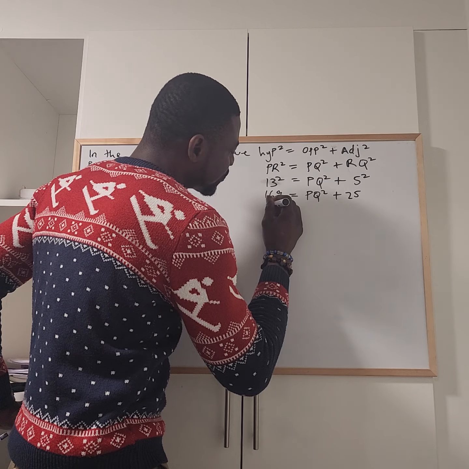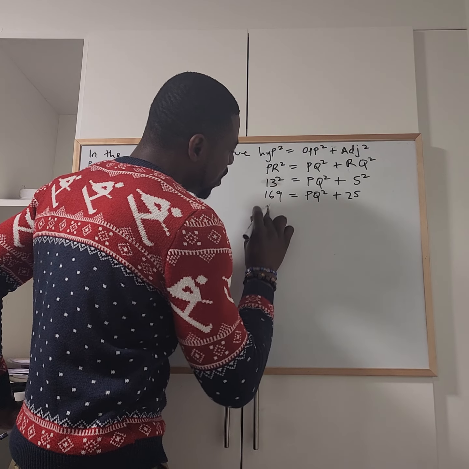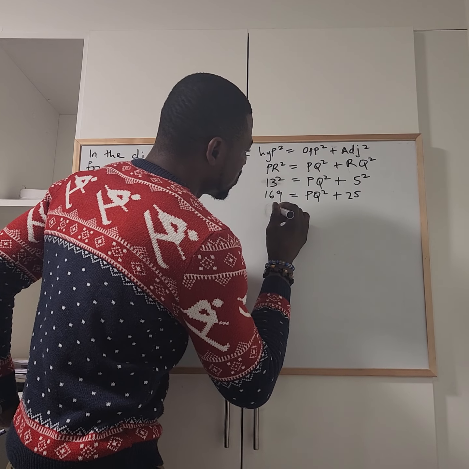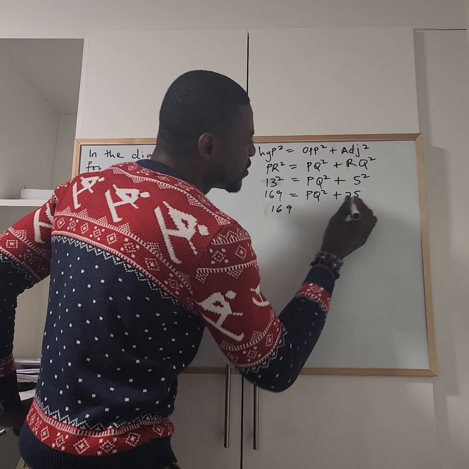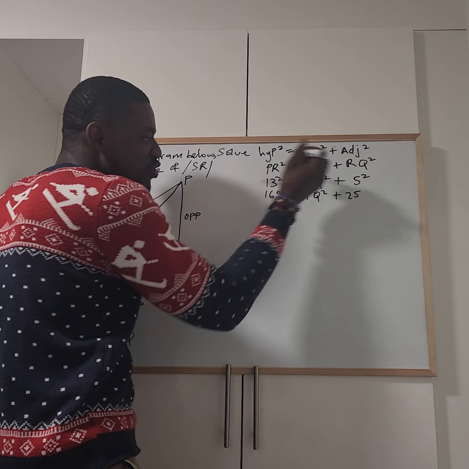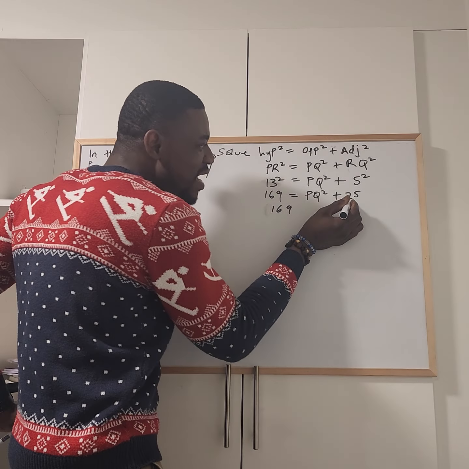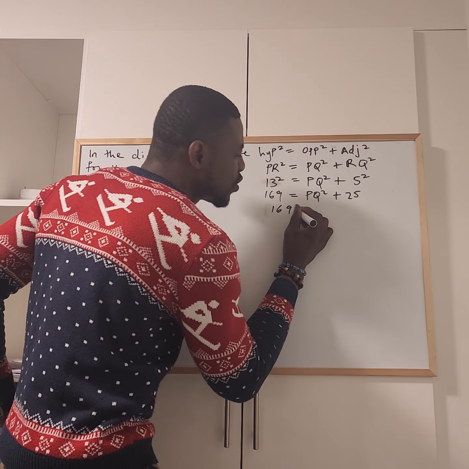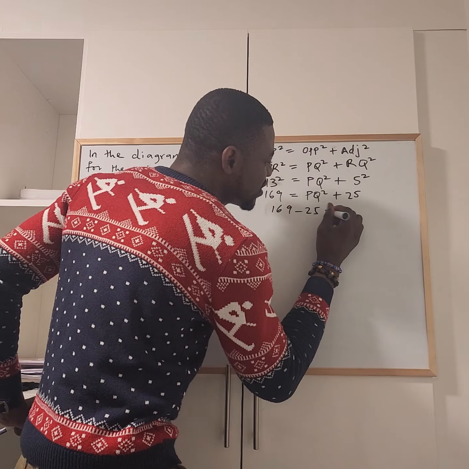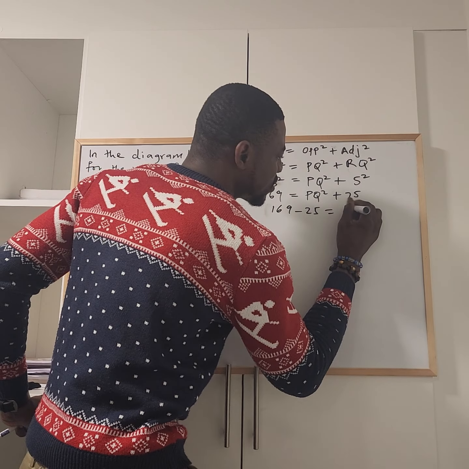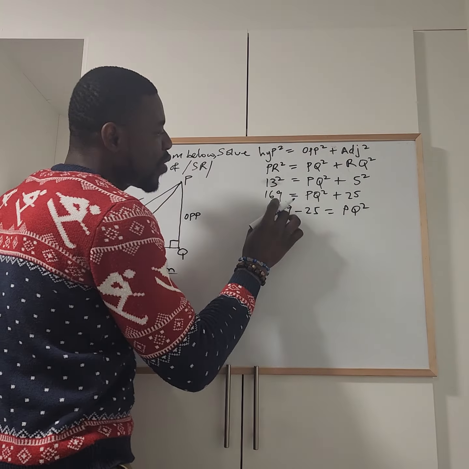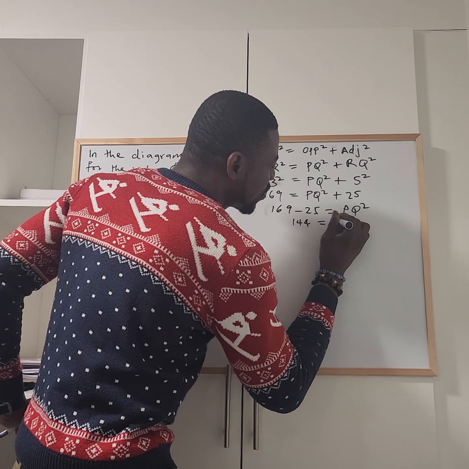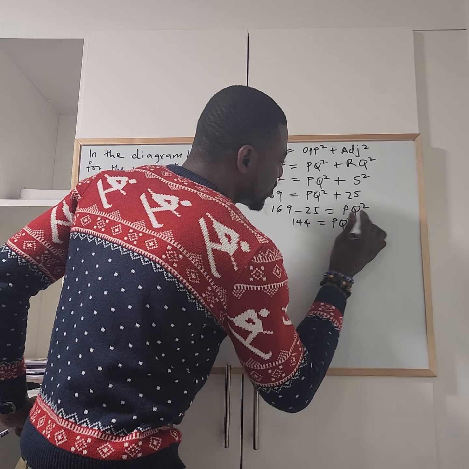So what do we do here? We have 169. My 25 will cross over. By the time it changes position, the sign, which is plus here, will change to minus. The reason is because it has changed position. So 169 minus 25 will leave us with 144 equals PQ squared.